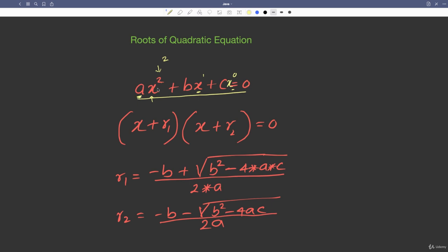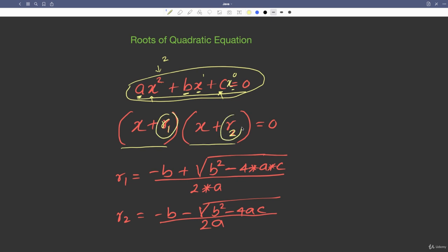A is the coefficient of the square term, b is the coefficient of the x power 1 term, and c is the coefficient of the x power 0 term, or else you can call it a constant. We get this form of quadratic expression by multiplying two terms of this type, x plus some value and x plus some value. So this is root 1, I am calling it root 1, and this is root 2. If you write something here like 2, 3 or anything and you multiply them, then you get some quadratic equation. We want to find out these values.